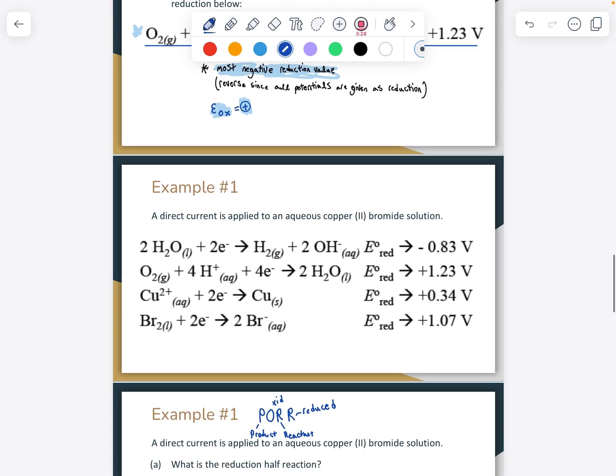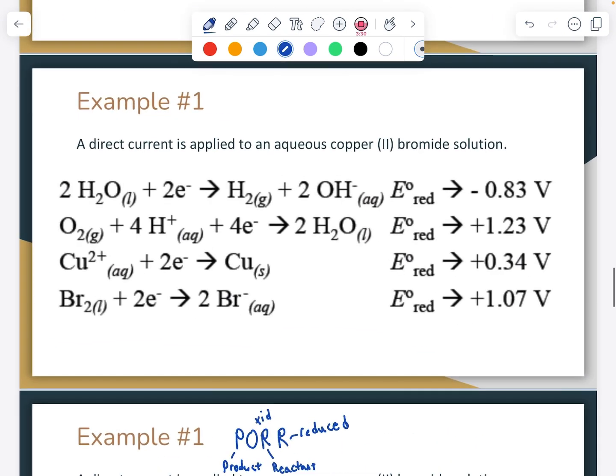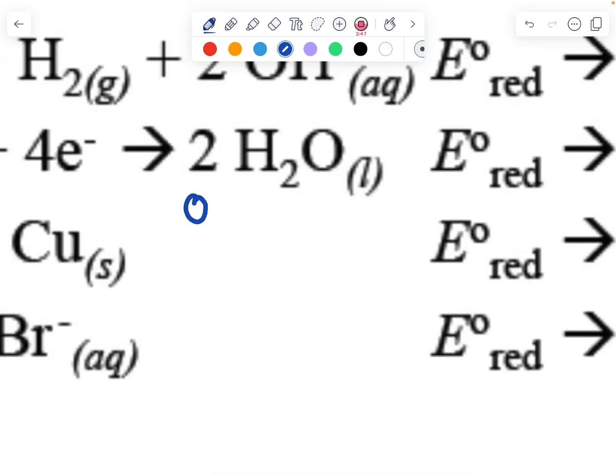So this is our first example. We have all these half reactions to choose from. We have the two we looked over just a second ago, and we also have the copper and bromine species. It says a direct current is applied to an aqueous copper bromide solution. First off, I'm just going to label this as an oxidation, so we can get it in our heads.